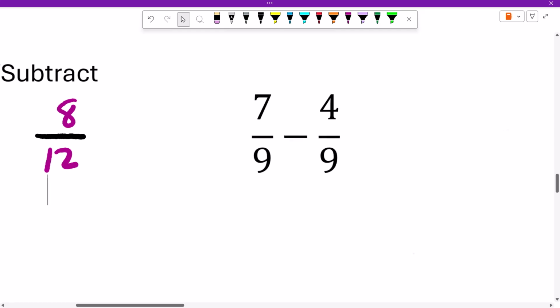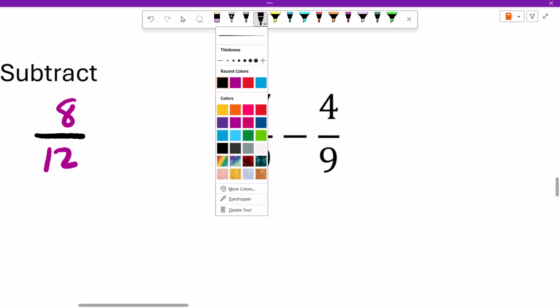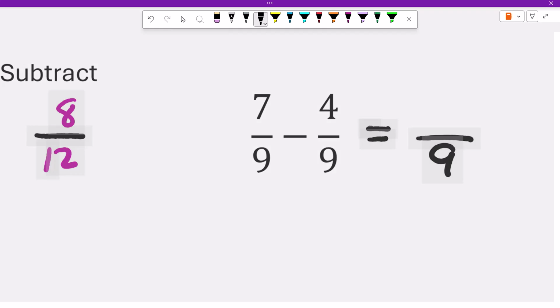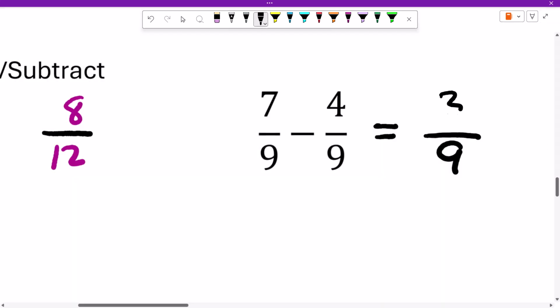Let's go here. Next one. Are our denominators the same? Yes, so it stays the same. What should our numerator be, Maddie? 3. Okay.